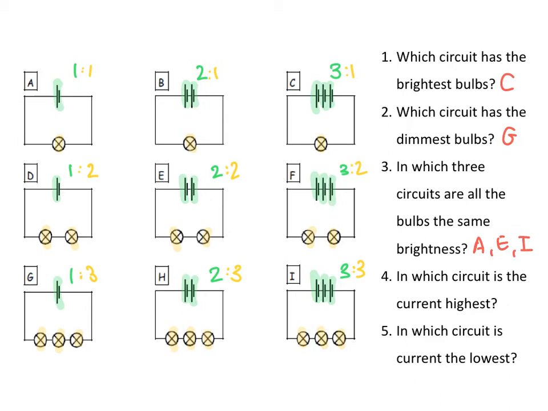In which circuit is the current the highest? Well, remember, higher current means brighter bulb, so whichever circuit has the brightest bulb, sorry, that must have the highest current. So the circuit with the highest current has got to be C, and then similarly the circuit with the dimmest bulb is going to be the one with the lowest current, so that is going to be G. Okay, so hopefully that makes sense, but do send me an email or put it in the Google Doc if there's something you're not quite sure about.